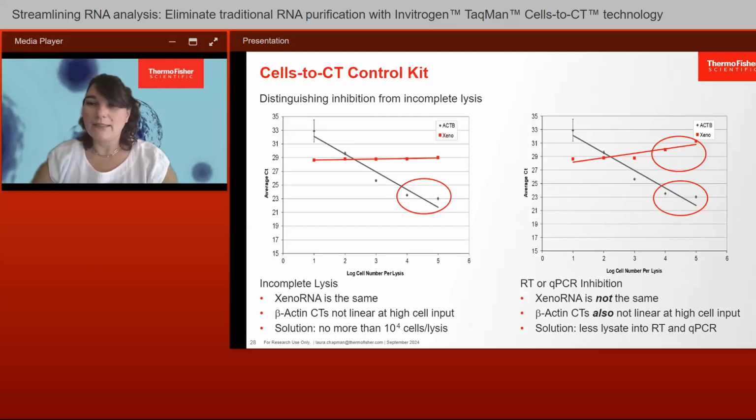But what you see is that with the xeno-RNA, it has the same CT value for the lower input, but then at 10 to the fourth and 10 to the fifth, you see elevated CT values as compared to the lower input.